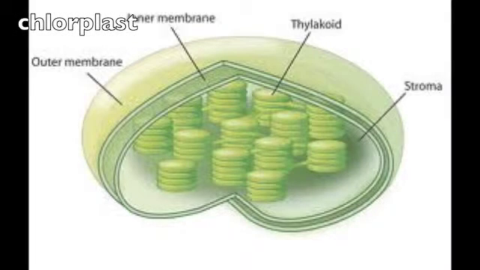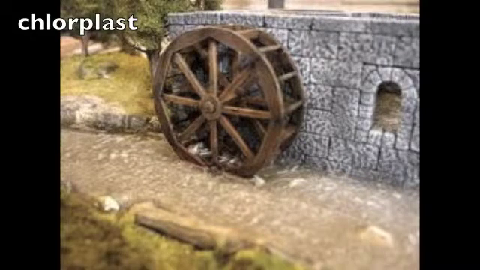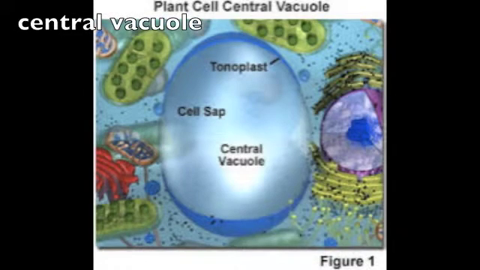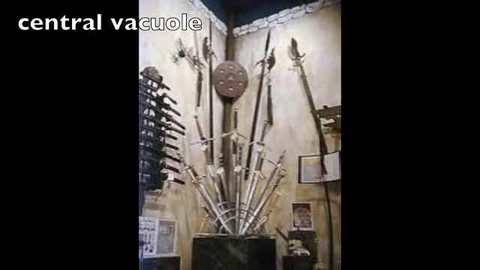The chloroplast takes in sunlight and transfers it into energy, which is also called photosynthesis. This is an analogy to a water mill because a water mill takes water and converts it into energy. The central vacuole helps the cell grow in size by absorbing water, and it stores chemicals and waste. It is an analogy to the armory room because the armory room stores things that help protect the castle.